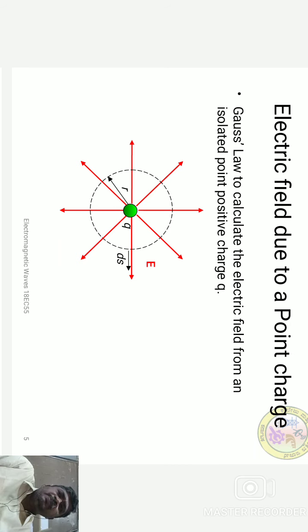r is the distance. Before we begin, the diagram has to be drawn like this. First there is a charge Q. Now I have a point P at a distance r. What is the electric field intensity at point P, which is at a distance of r from the charge Q? To calculate this electric field intensity and apply the Gauss law, the charge has to be inside the closed surface. That is why I have drawn a sphere.